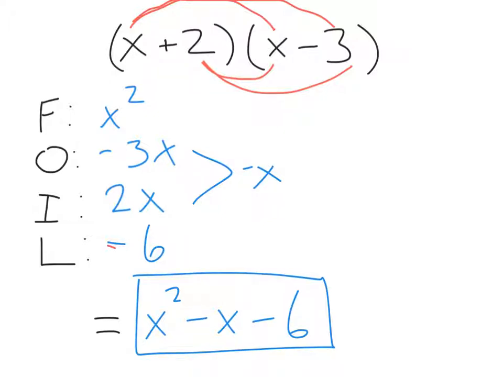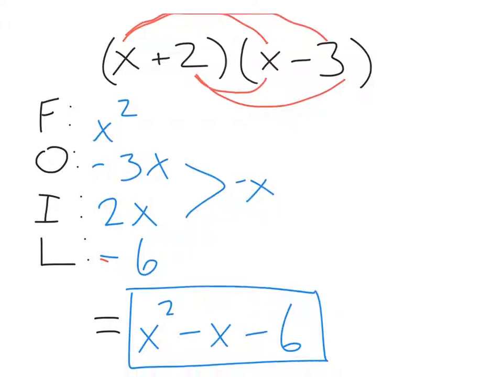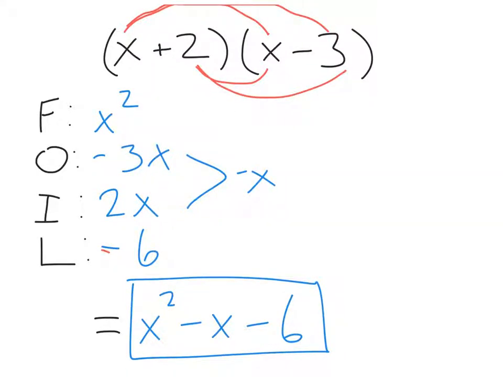Now if you notice, this whole process though is really just double distribution, right? We're taking the first one and distributing it to there and there. And then we're taking the second one and distributing it to there and there. That's kind of the general principle. So FOIL is really just a tool to help you remember how to do it, but realistically it's just distribution twice.